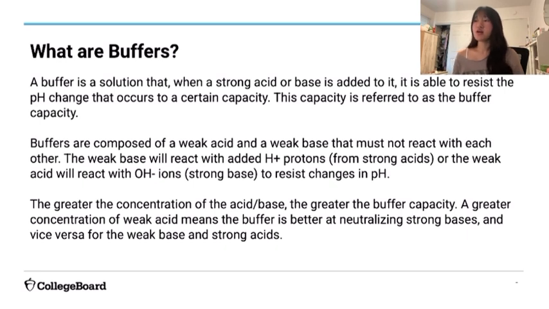In addition, a greater concentration of weak acid will mean that the buffer is better at neutralizing strong bases, and vice versa for the weak base and strong acids. What that means basically is that since there's more weak acid, the buffer will be better at neutralizing the OH negative ions from strong bases, and the opposite for more weak bases too.